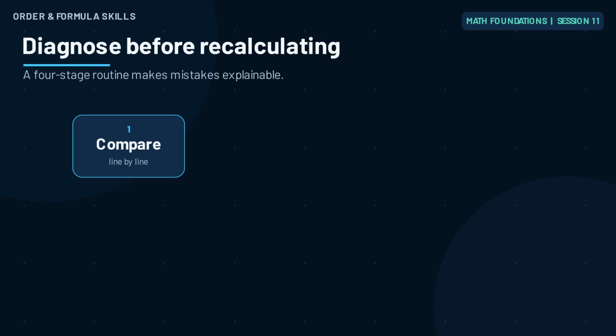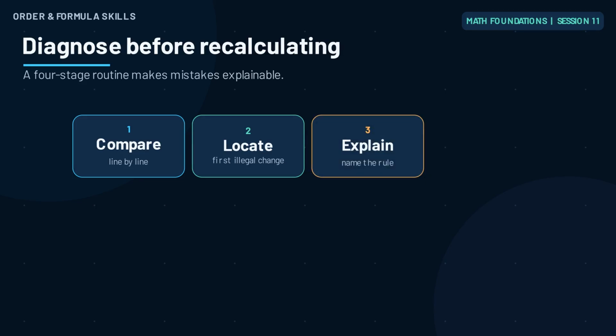Compare each line with the line immediately above it. Locate the first line that is not mathematically equivalent. Explain the specific rule: grouping, powers, equal priority, or sign structure. Repair that line and continue with one legal change at a time.